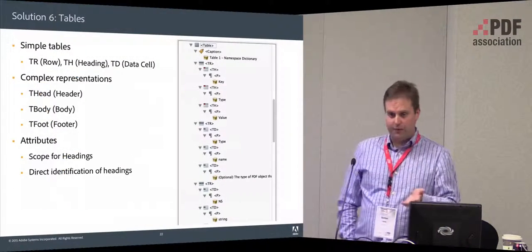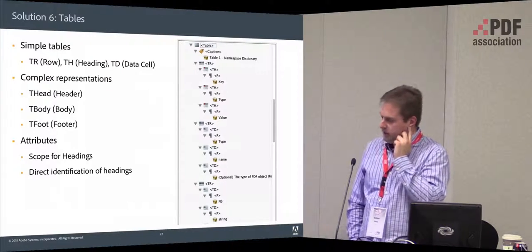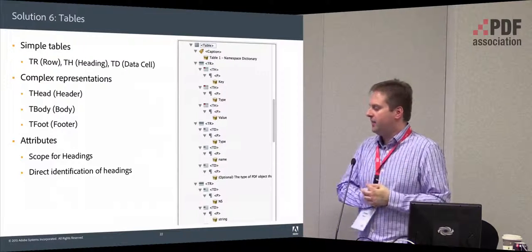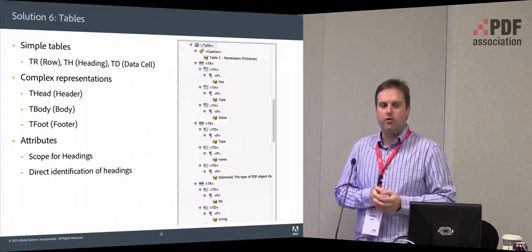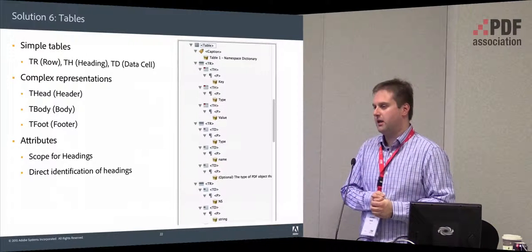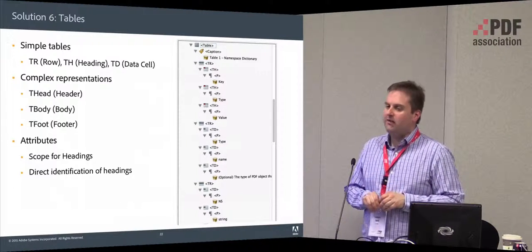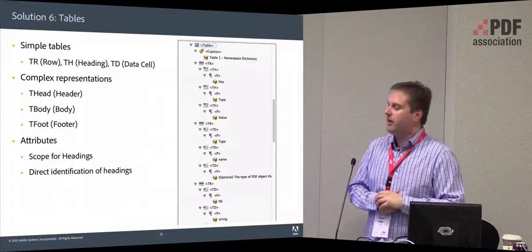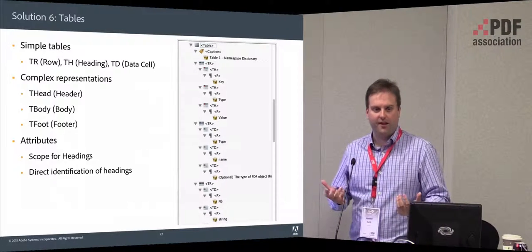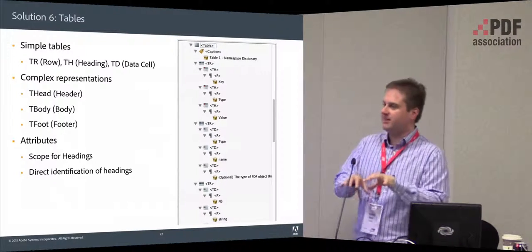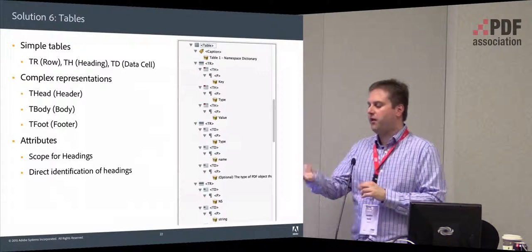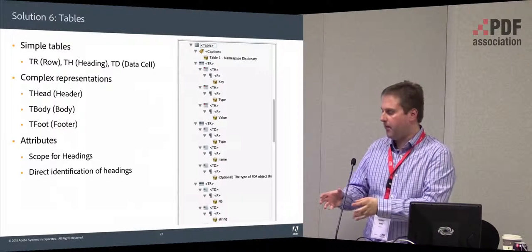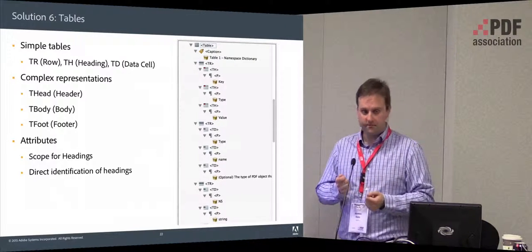I also mentioned tables at my previous talk. Just to break that down a little bit further, a table is represented with the table tag. And underneath that, you have rows. Within rows, you have headings and data cells. You can actually have more complex representations because if tables have multiple sets of headers or subsets in there, when you get into really complex tables, a heading with some data cells is not enough to represent them. We have the full ability to say, here's a header, here's a body, here's the footer of the table, and here are headings and cells within those.